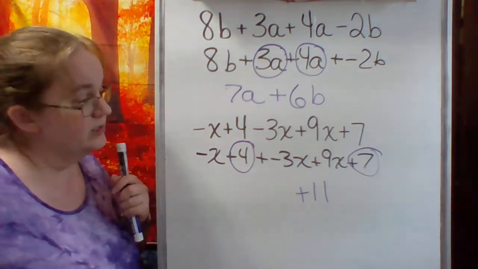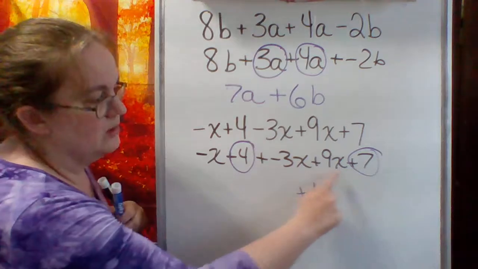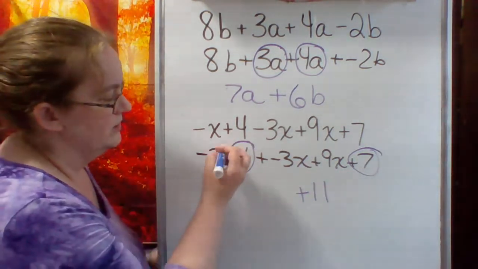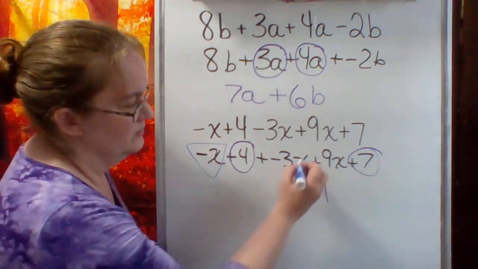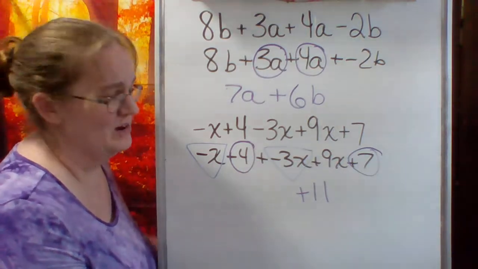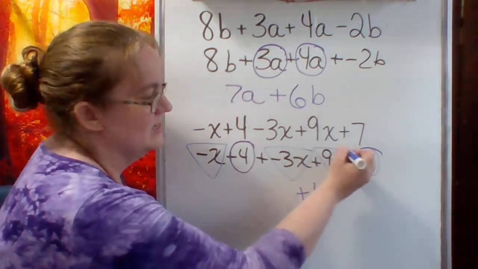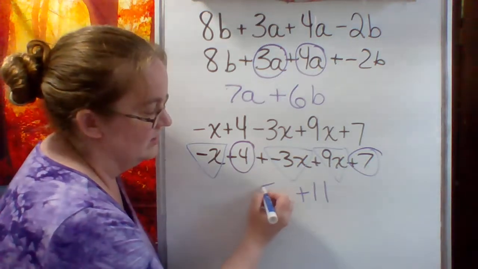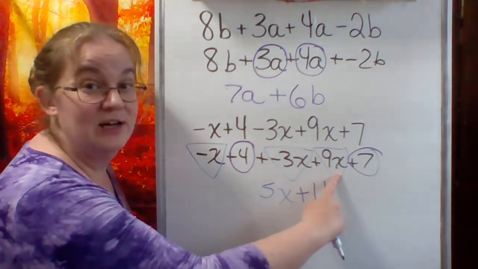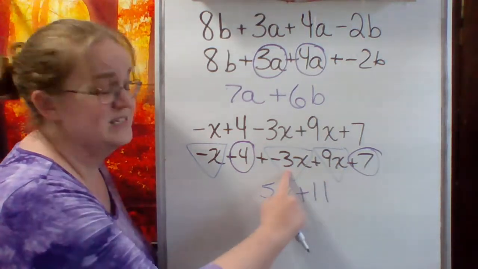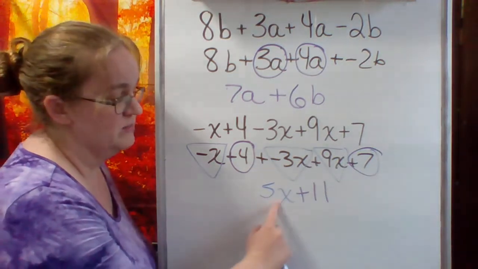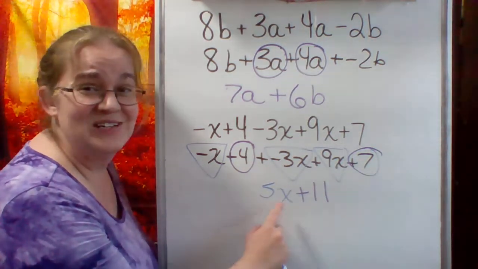And then I'm going to take a look at my variables. They're all plain x's, no x squared, so I can put them together. So if I have a negative xylophone minus 3 more xylophones, so that's going to be negative 4, and then plus 9 xylophones, that's going to give me 5 xylophones. If it's easier for you, you can start with a 9. I have 9 xylophones. I take away 3, so I'm left with 6, and I take away 1 more, which means I'm left with 5. And so the final answer is 5x plus 11.